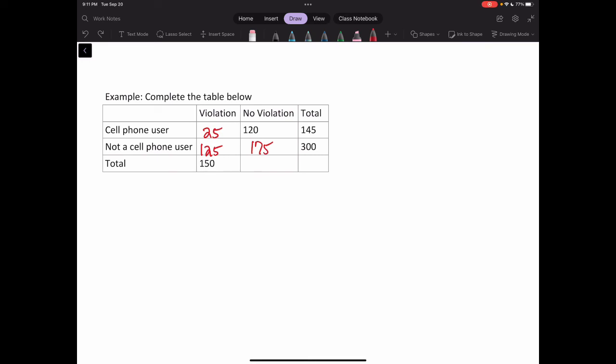Now if we focus on the no violation column, we're going to take 120 plus 175. That should give us 295. And then lastly, we just add up to get the totals, right? So 145 plus 300 or 150 plus 295, either way that you look at it, you get 445. All righty, folks, I hope this clears up the concept of conditional probabilities just a little bit, and I look forward to seeing you in the next video.